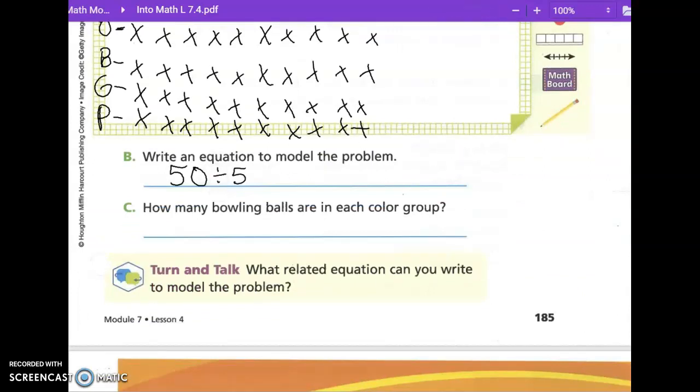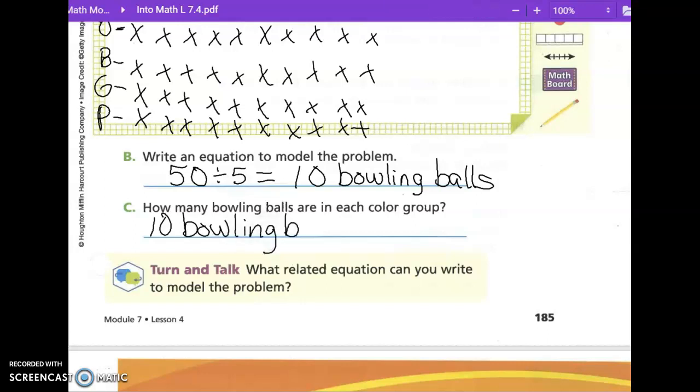Divided by 5 equals... Oh, dividing, not multiplying, or I don't know what you're doing there. Oh, and then I wrote 100. Oh, 10, right? Bowling balls. How many bowling balls are in each color? 10 bowling balls.